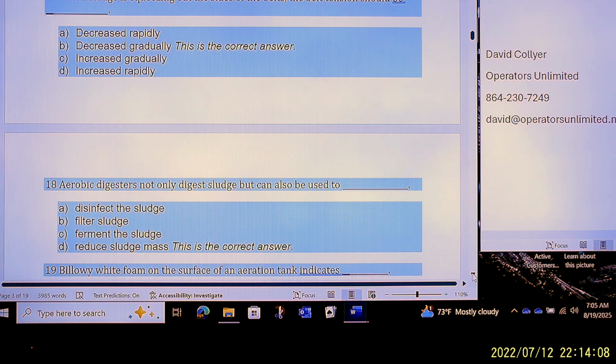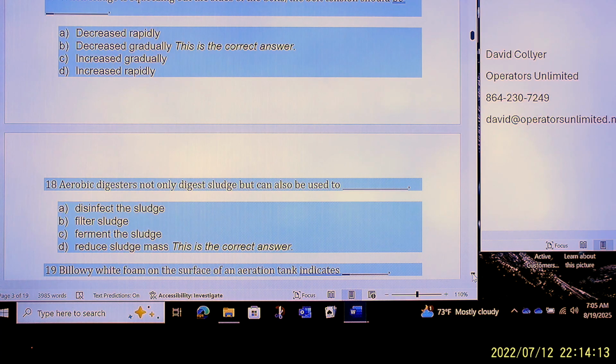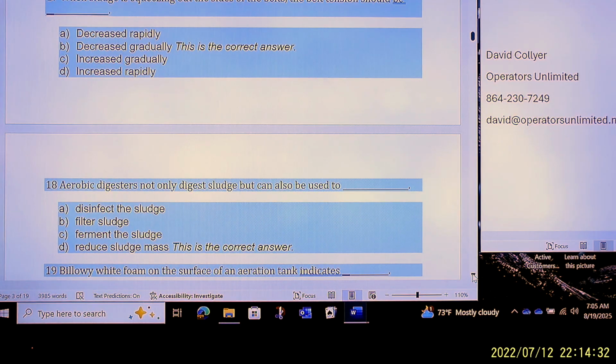Number 17, when sludge is squeezed out the sides of the belts, the belt tension should be A, decrease rapidly, B, decrease gradually, C, increase gradually, D, increase rapidly. The answer to 17 is B, to decrease the belt tension gradually.